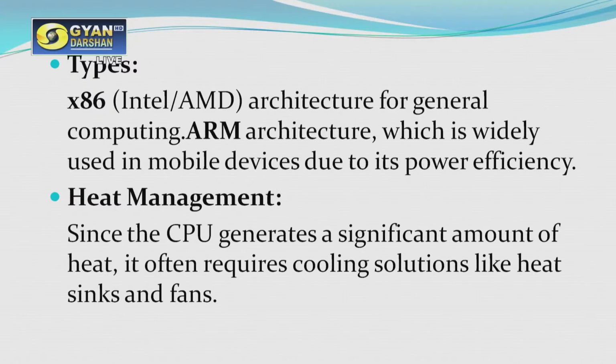There are a few types of architectures available, which we'll see in detail in the next session also. However, x86 and ARM are the popular architectures. x86, whether it is Intel based or AMD based. Intel is a processor company, and AMD is also a processor company. So x86 architecture is meant for general purpose computing, and ARM architecture is widely used in mobile phones or tablets due to its power efficiency. These two types are very popular.